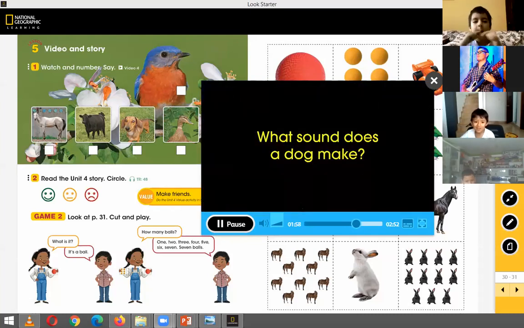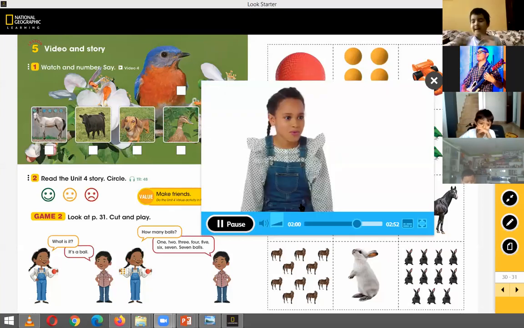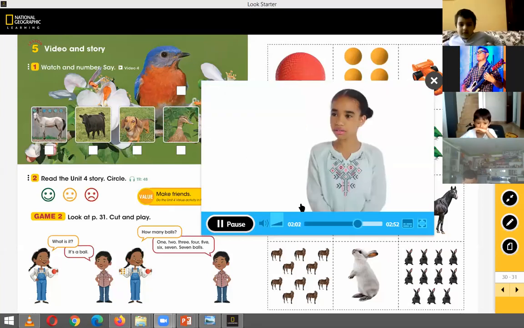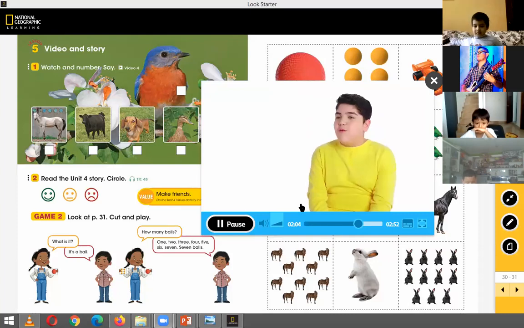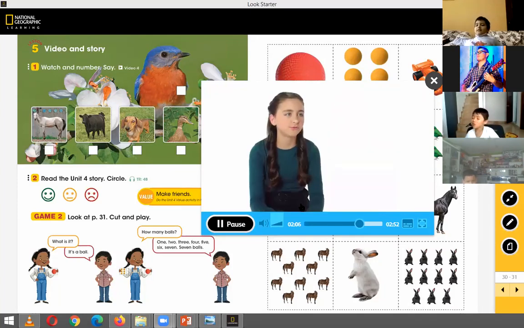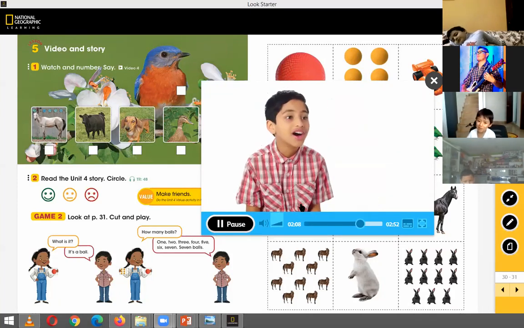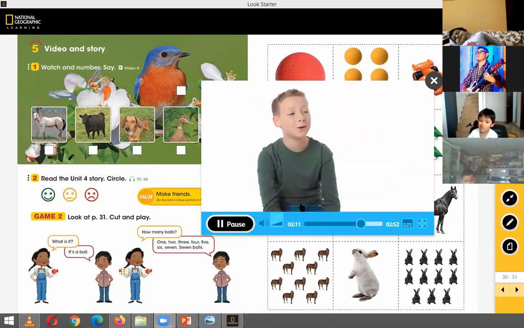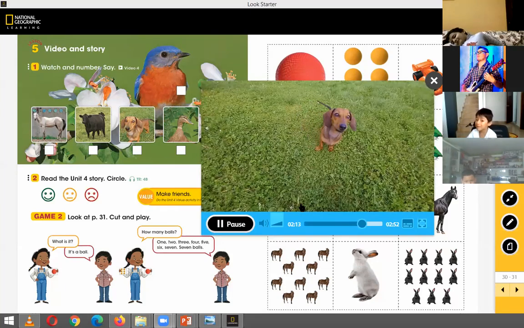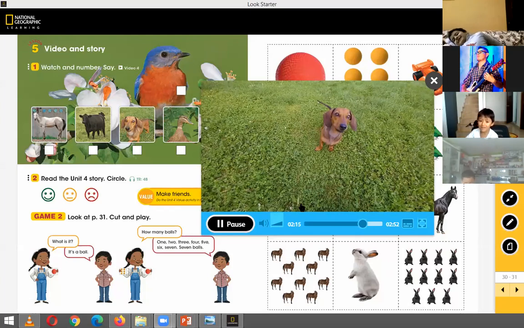What sound does a dog make? Woof, woof. Woof, woof, woof, woof. Bow, bow. Now you make a dog sound.